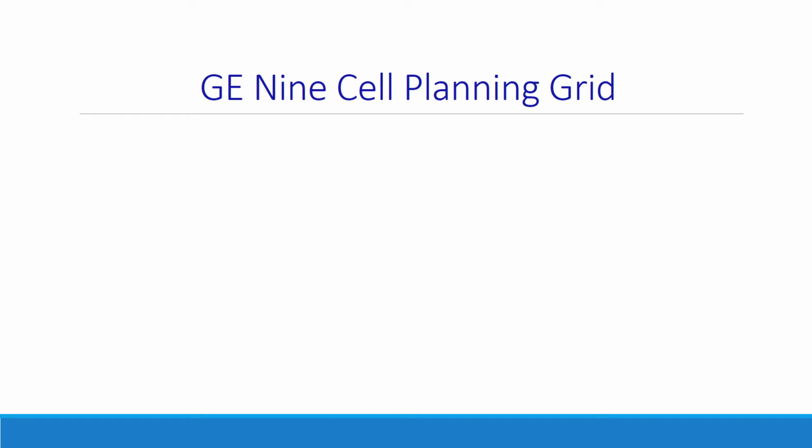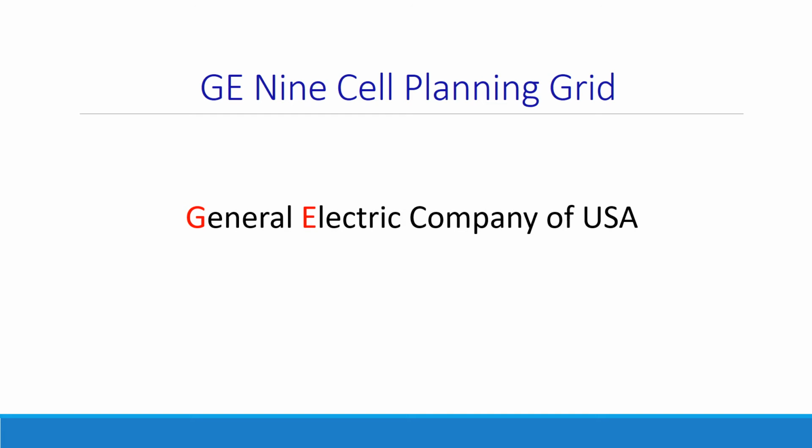Another type of portfolio analysis technique is the GE9 cell planning grid, or simply the GE grid. To overcome the weaknesses of the BCG Matrix, the General Electric Company of USA developed this particular grid. That is why it is called the GE, General Electric, GE grid.